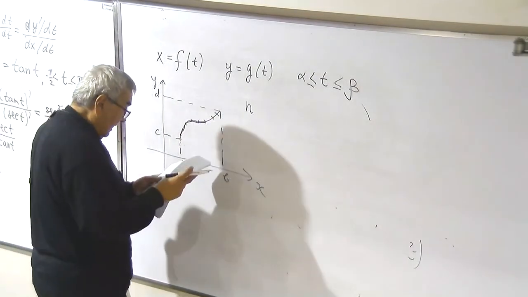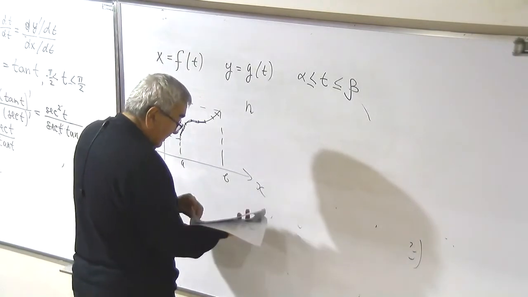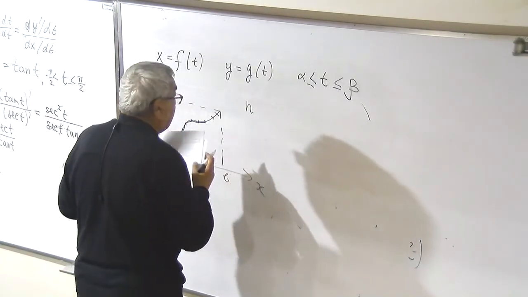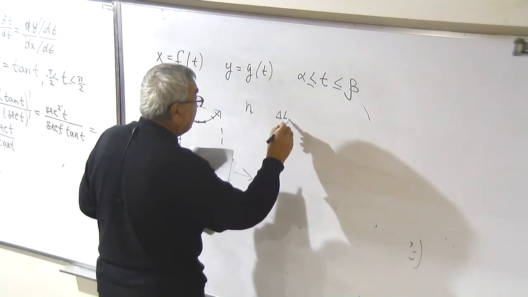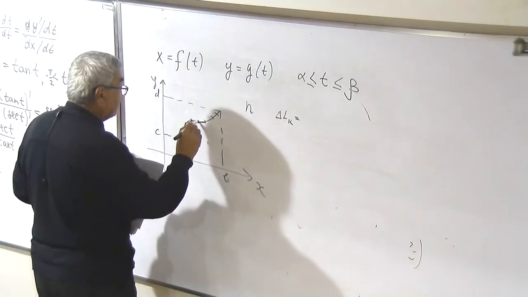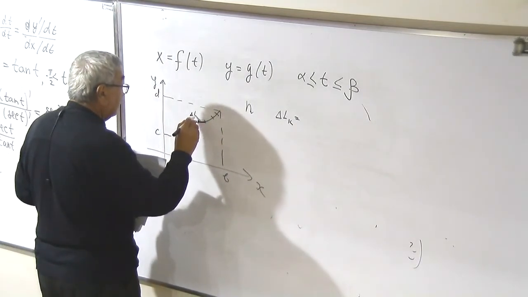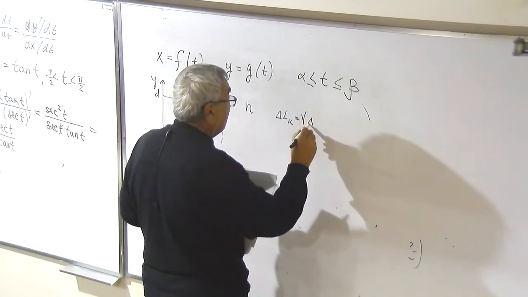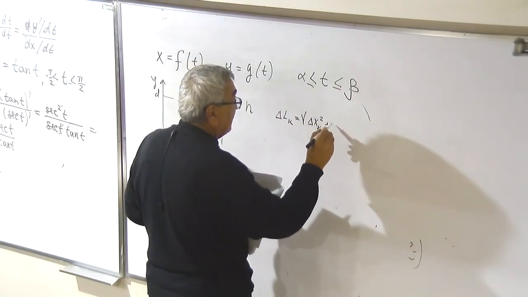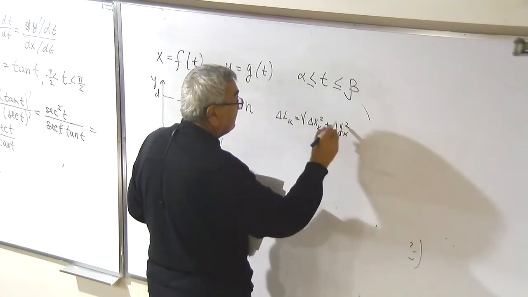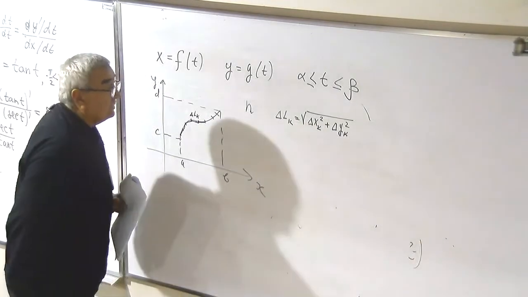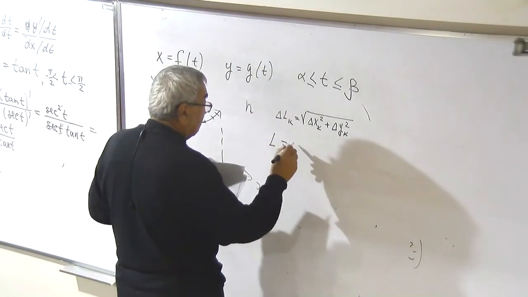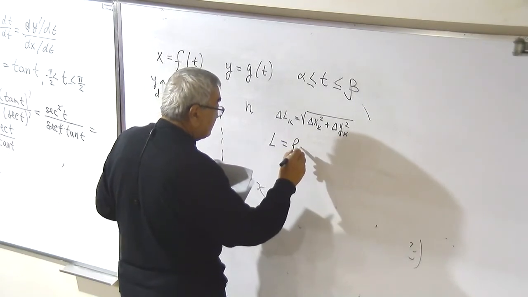Now I will write the length L. I will find delta L_k, for some k among the portions, which will be equal to the square root of delta x_k square plus delta y_k square. There will be n such portions. So the total length L should be closer and closer, and usually it is necessary to take the limit.